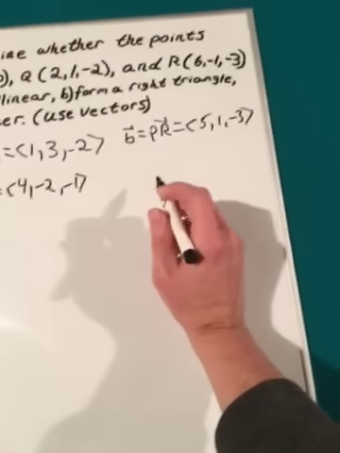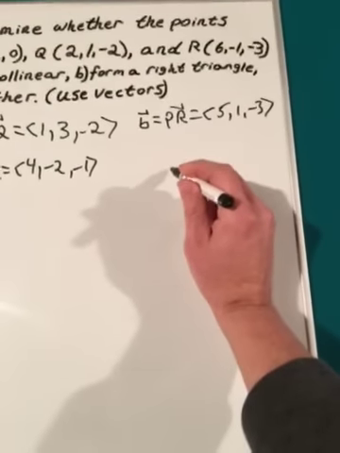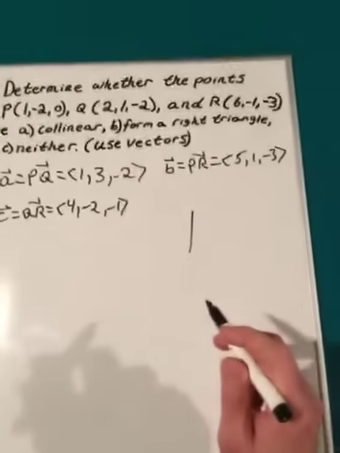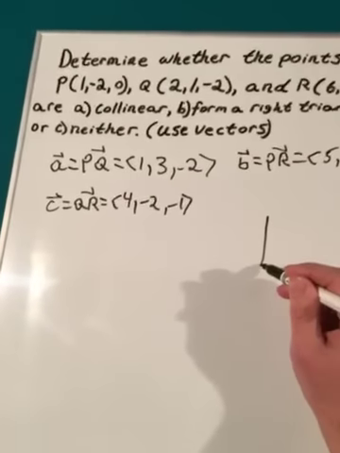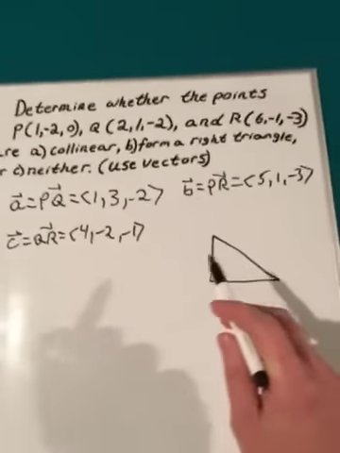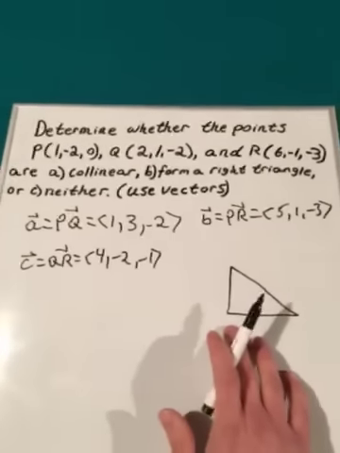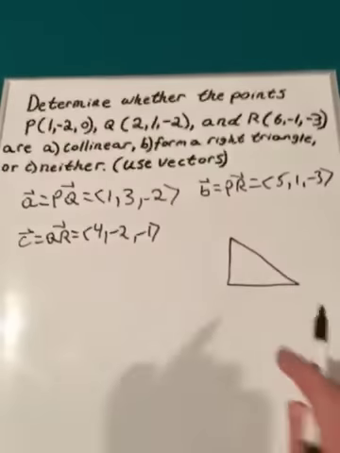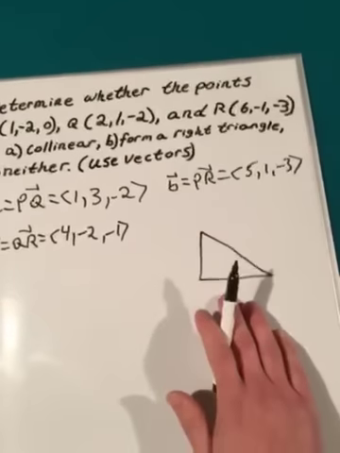Well, if we think about this for a second, if the points form a right triangle, then we have 3 points. Now they're in 3 dimensions. This right triangle is in 3D, right? But we can now think of it in 2D here.